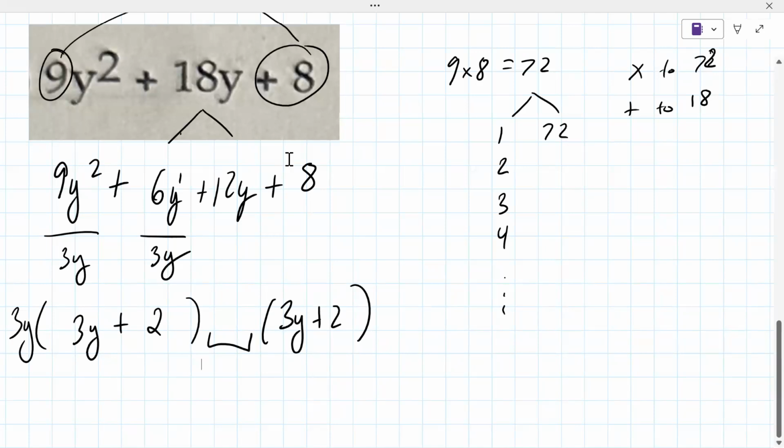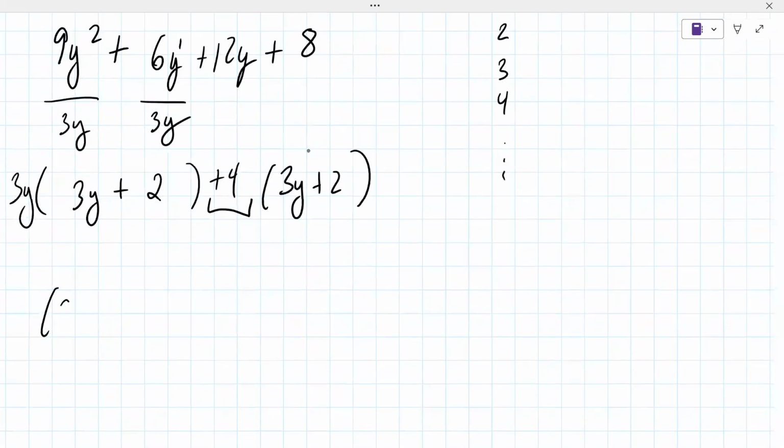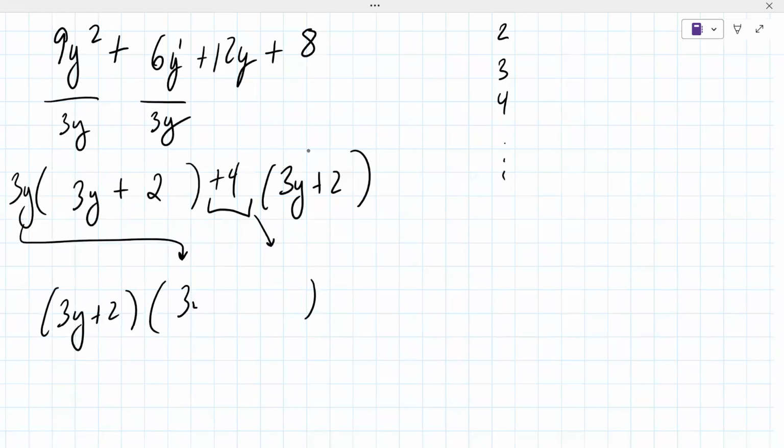Would it be plus 4? Plus 4, good. And then you take the thing that you had in parentheses out of both and you bring down the other stuff. Okay, what questions do you have at this point?